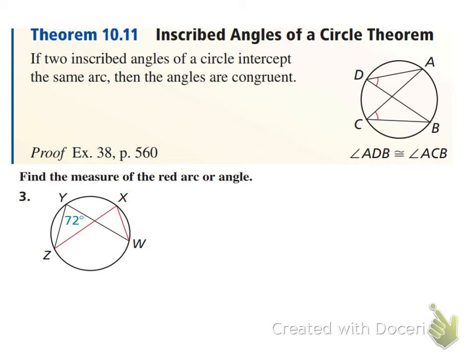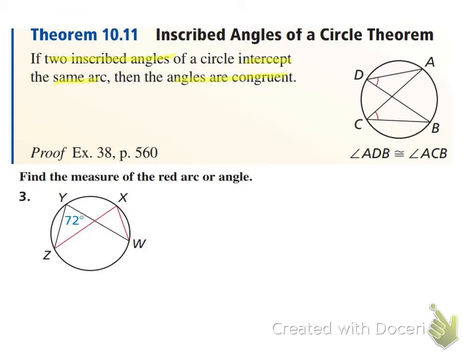So we're back on page 1. This one will make sense when I put some numbers to it. If 2 inscribed angles of a circle intercept the same arc, then the angles are congruent. Go ahead and highlight it: 2 inscribed angles intercept the same arc, the angles are congruent. And it makes sense when I highlight it in this picture.